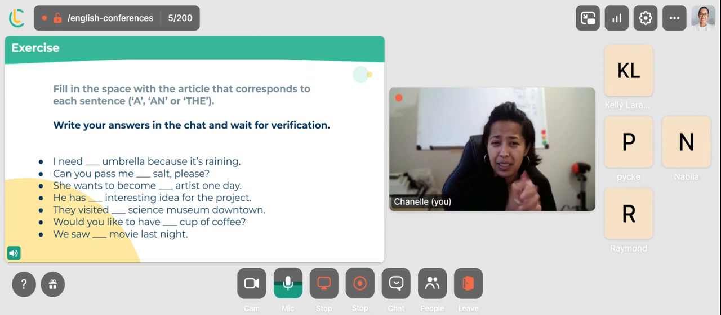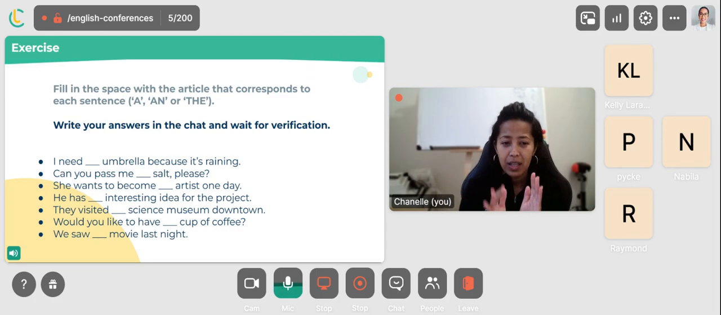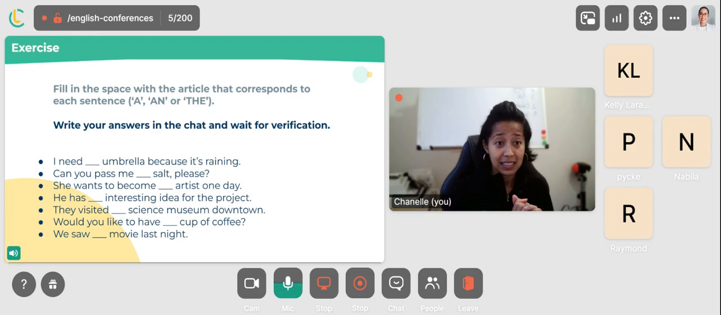So now we are going to, with that thought process, think about what are the correct answers. Okay? We're going to start with the first sentence. So please put your answers in the chat. I would love to hear what you think. We are going to look at all of them and then we are going to see which ones are correct.